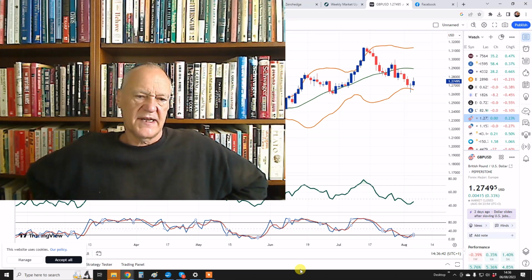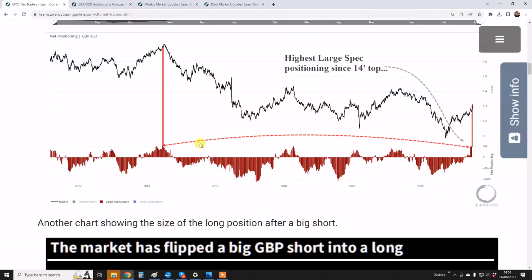Right, let's take a look at the trade setups. It's going to be GBP USD first. Right, just going to look at speculative positioning first of all and the sentiment.